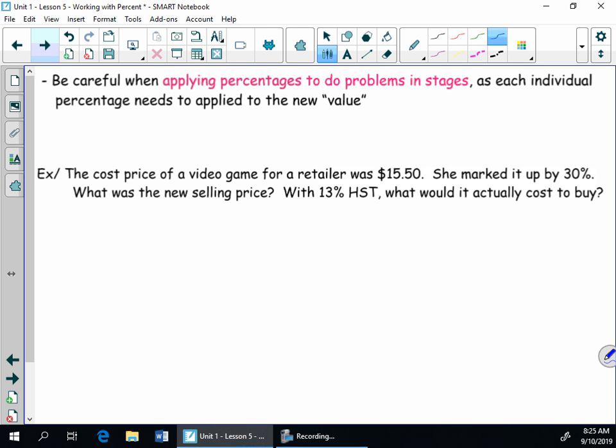Before we get to that, we have to talk about what happens if you have more than one percentage in a question. These can be a little bit challenging because people want to combine the percentages, and you can't actually do that with percent. With percent, you have to deal with things in stages. The idea that I like to give is, if you went to a store and something was on for 50% off, that means it's half price, right?